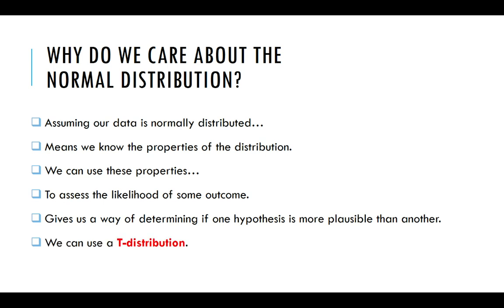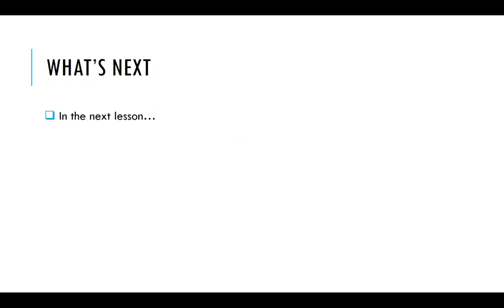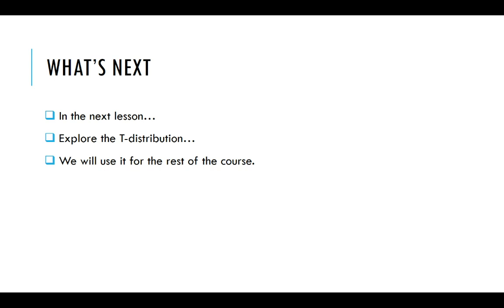We can use what's called a t-distribution. And the t-distribution is going to be really helpful when our sample sizes are smaller. So the t-distribution is going to allow us maybe just a little bit more mileage, if you'll let me explain it that way. So what's next then? Where are we going from here? Well, in the next lesson, we need to explore the idea of a t-distribution. We need to explore this t-distribution because we're going to be using it for the rest of the course.